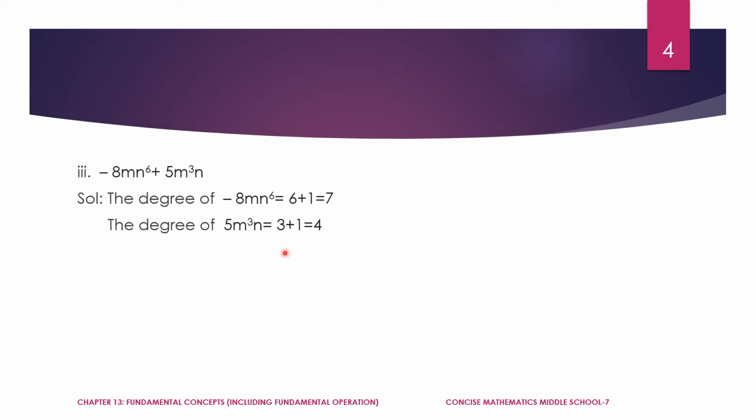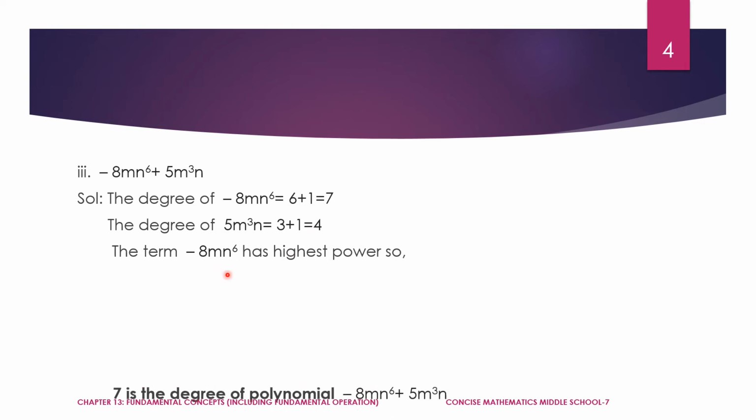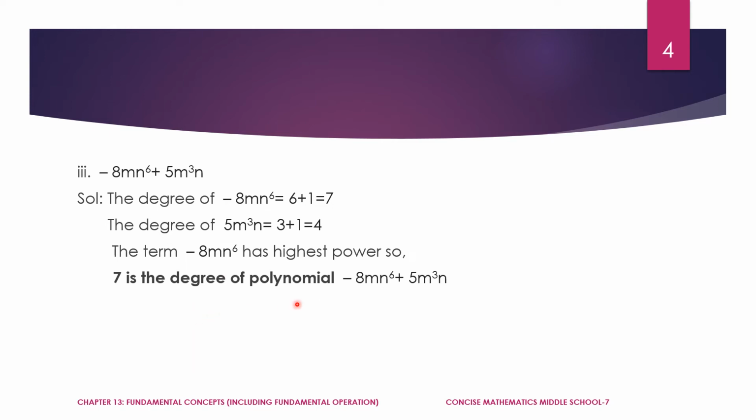Here we have only two terms, so we have found the degrees for the two. Compare between these two terms and see which one is the highest. 7 is the highest number. So 7 is the highest degree, for the term minus 8mn to the power of 6. So 7 is considered as the degree of the polynomial for the algebraic expression.